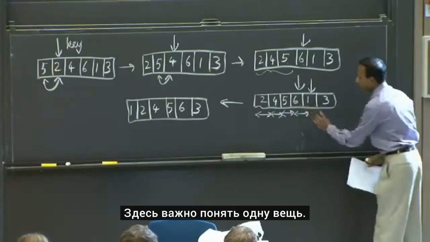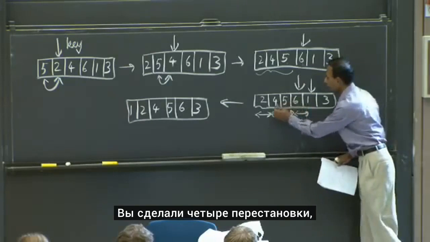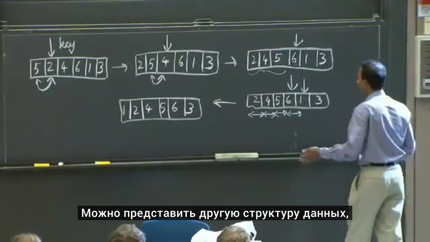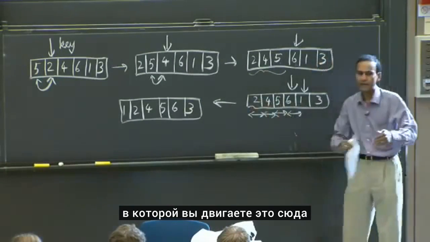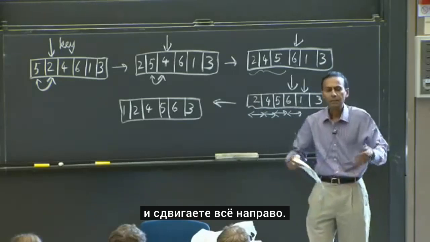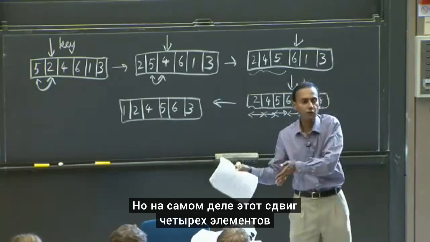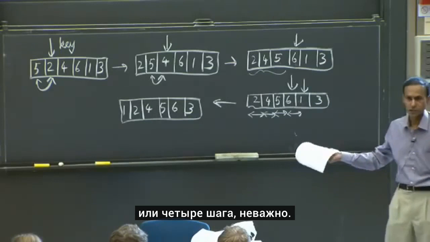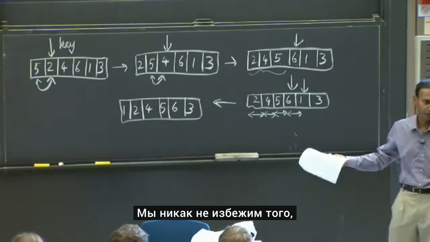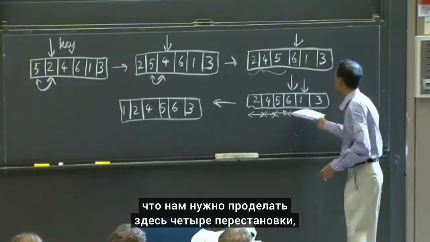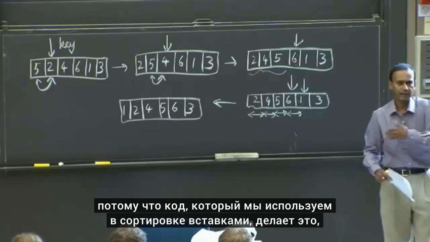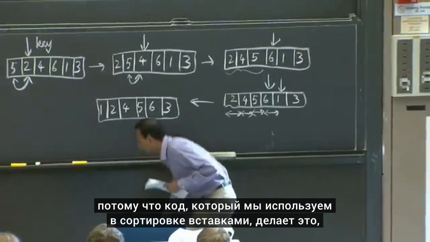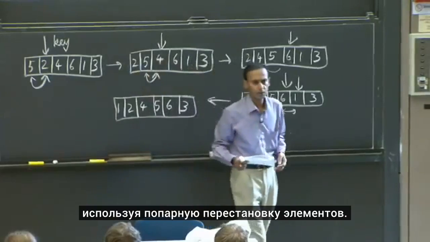The important thing to understand here is that you've done 4 swaps to get 1 to the correct position. Now you can imagine a different data structure where you move this over there and shift them all to the right. But in fact, that shifting of these 4 elements is going to be computed in our model as 4 operations, or 4 steps anyway. So there's no getting away from the fact that you have to do 4 things here, and the way insertion sort, or the code that we have for insertion sort, does this is by using pairwise swaps.